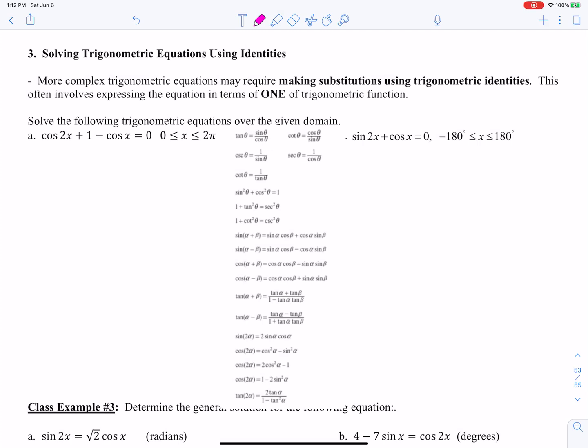Okay, so this is new. We haven't done any of these yet. This is solving trig equations using identities. So what we're going to be doing is taking our list from the formula sheet and we're going to use that to help us solve things.